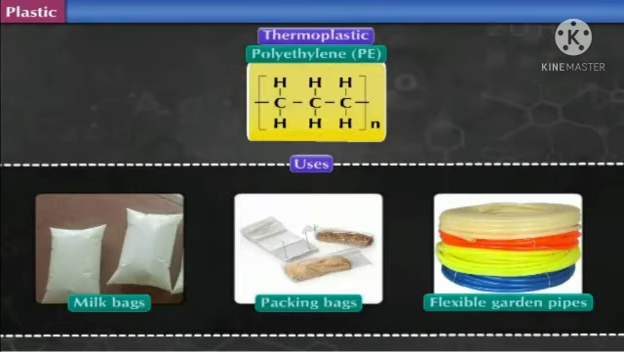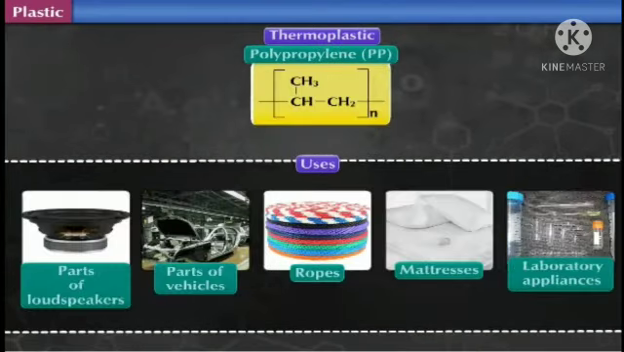And the next type is polyethylene. It is used in milk bags, packing bags and flexible garden pipes, etc. And the next type is polypropylene, and it is used in the manufacturing of parts of loudspeakers, parts of vehicles, ropes, mattresses and in laboratory appliances.